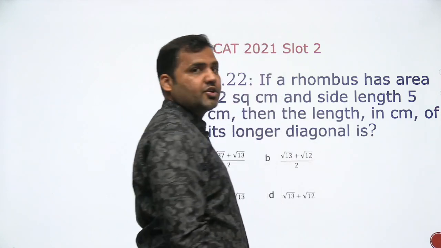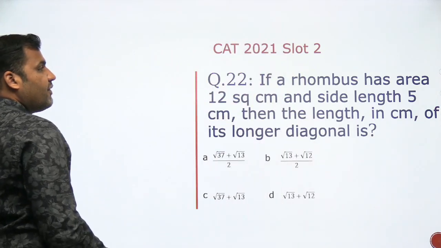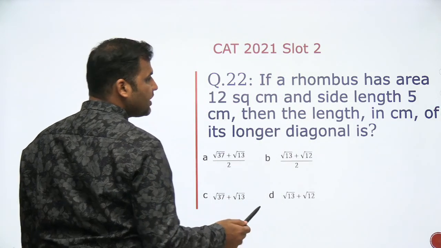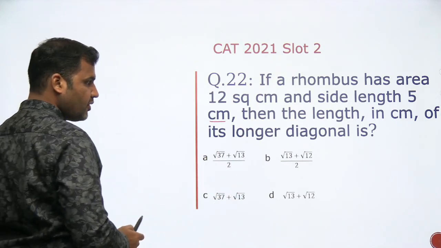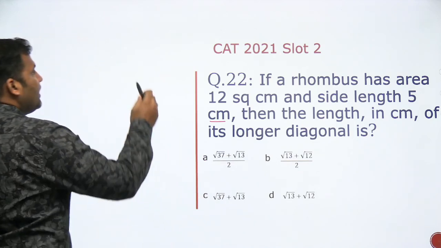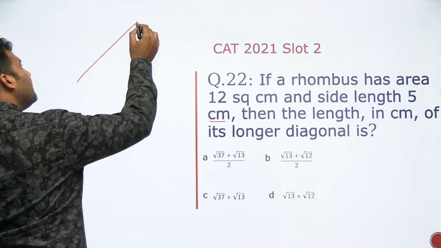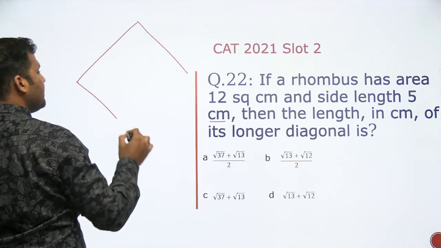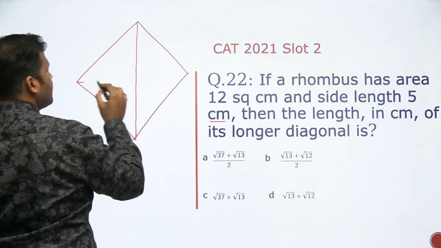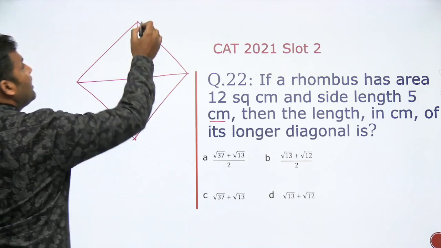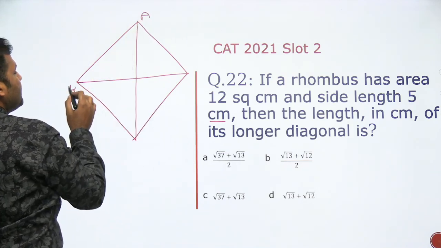Now look at the next question of geometry. If a rhombus has an area of 12 square centimeter and the side length 5 centimeter, then the length in centimeter of its longer diagonal is what? So again, a simple, easy, NCERT based question, right? You can definitely see this type of question in NCERT books. ABCD is a rhombus, right?